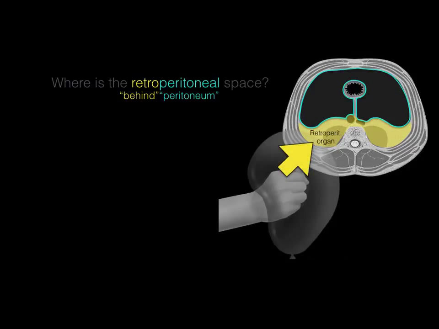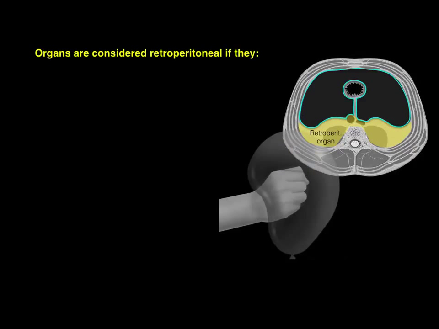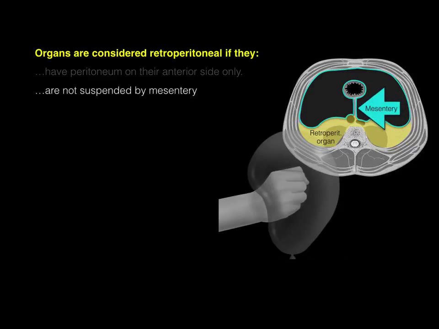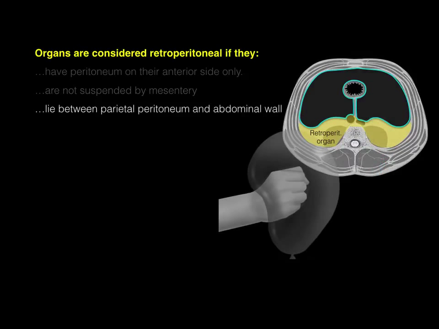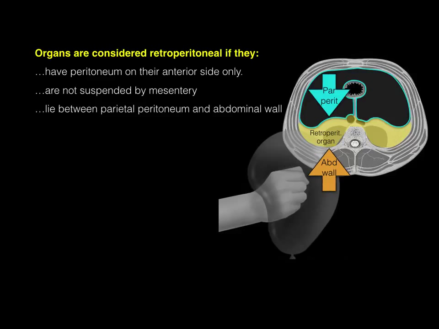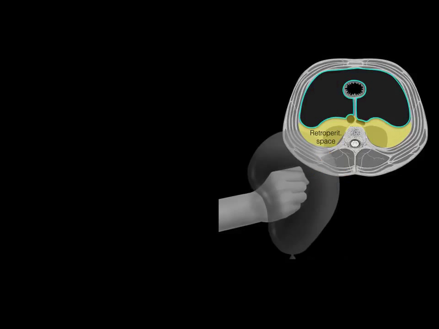And within that retroperitoneal space are retroperitoneal organs. Organs are considered retroperitoneal if they have peritoneum on their anterior side only, are not suspended by mesentery, there's no mesentery, and lie between the parietal peritoneum and abdominal wall. So if all of these three conditions are met, then an organ is considered retroperitoneal.